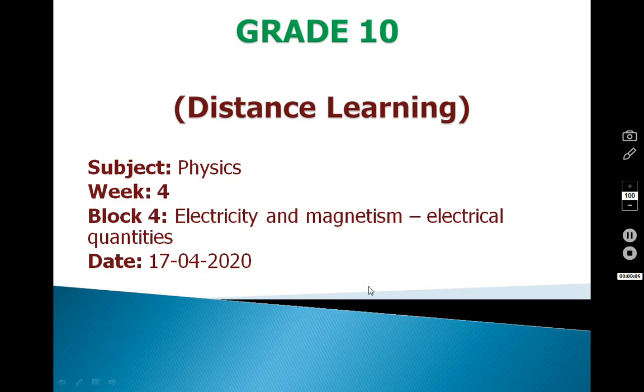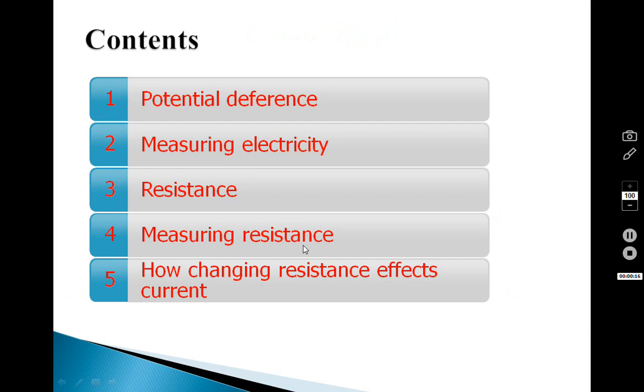Today is another class of physics. This class is for grade 10. We are still on the same block number 4. So today our presentation consists of 5 main parts and mainly focuses on electricity and resistance, and how to measure electricity and resistance.